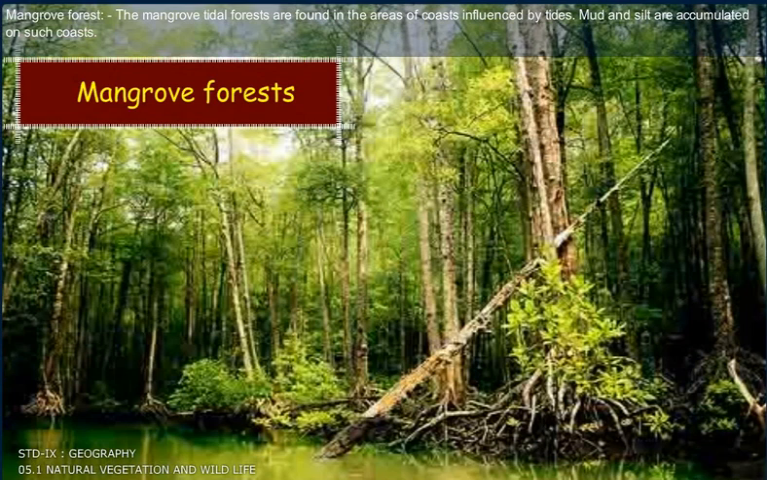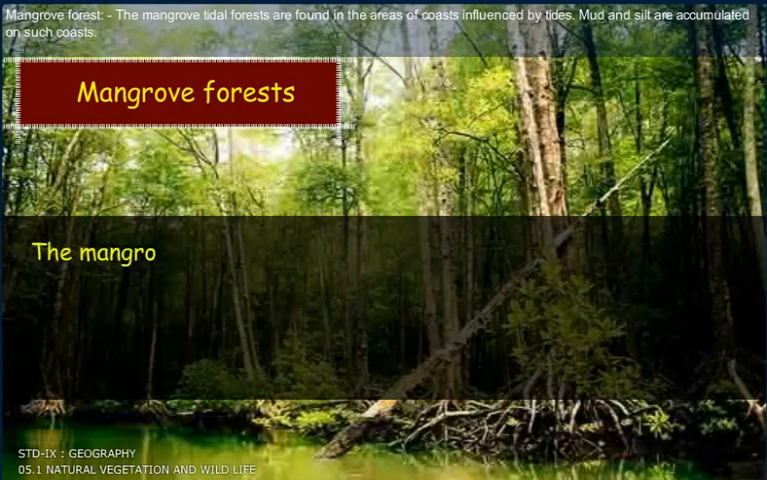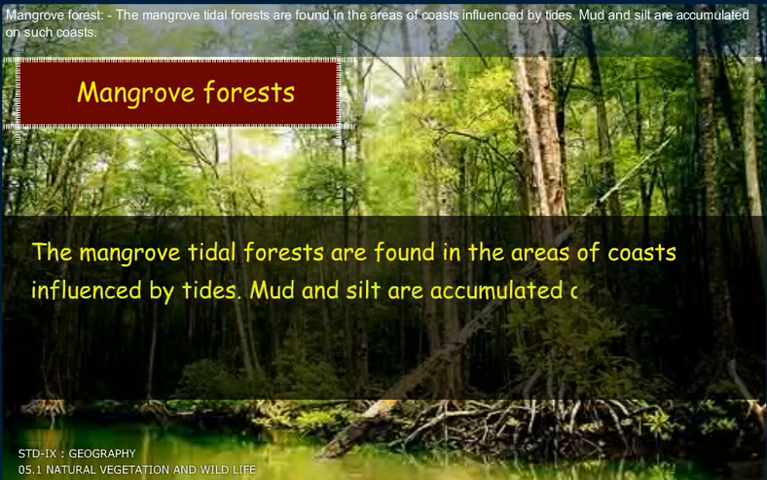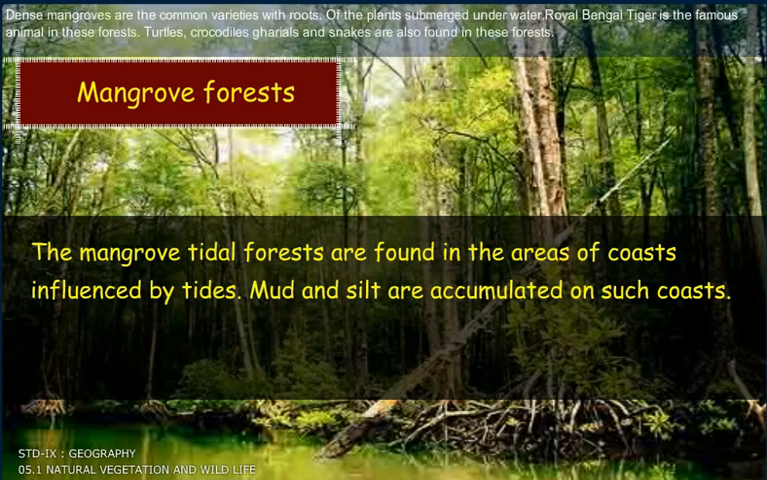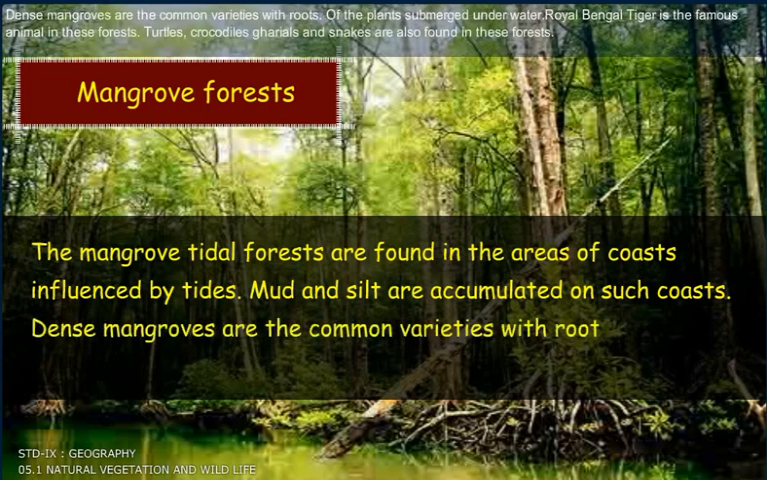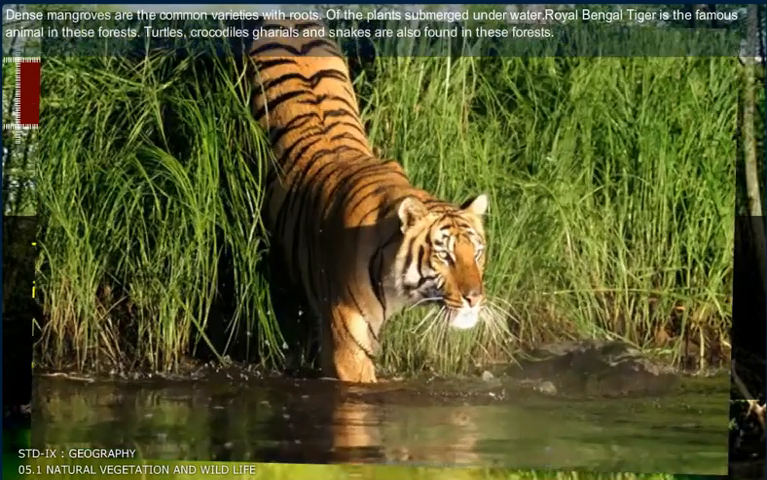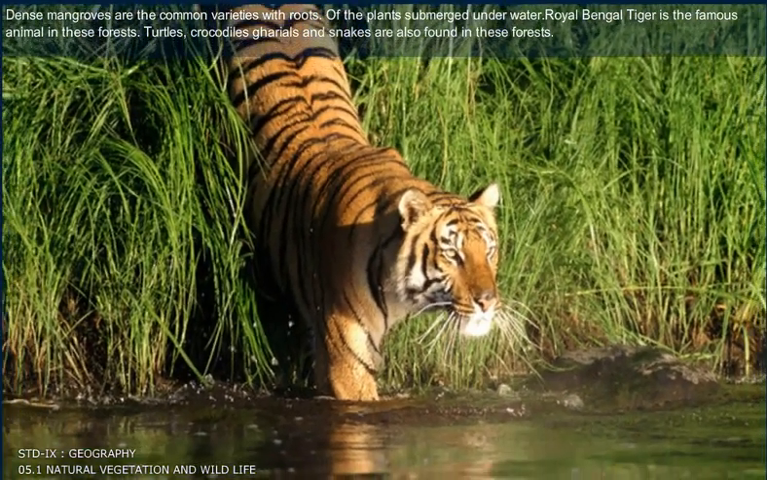Mangrove forest. The mangrove tidal forests are found in the areas of coasts influenced by tides. Mud and silt are accumulated on such coasts. Dense mangroves are the common varieties with roots of the plants submerged underwater. Royal Bengal tiger is the famous animal in these forests. Turtles, crocodiles, gharials, and snakes are also found in these forests.